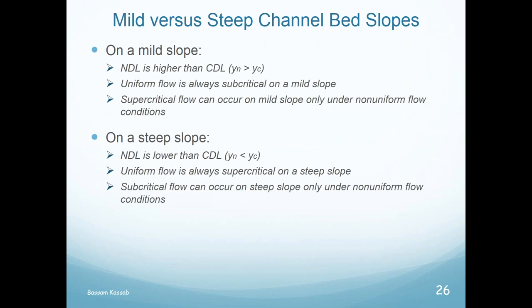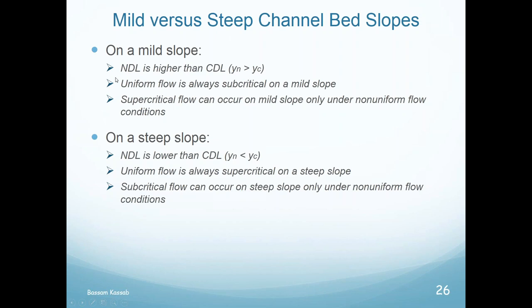So how do you define whether a channel is mild versus steep? You don't look at the channel in nature and say this is mild or this is steep. Yes, sometimes you could guess it right, but if I change the flow enough, you may end up thinking a channel is mild, but then it behaves as steep if the flow is large enough. So it's not just about looking at the slope to guess whether it's mild or steep. You have to do some calculation.